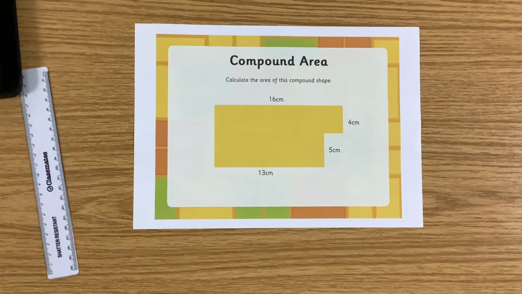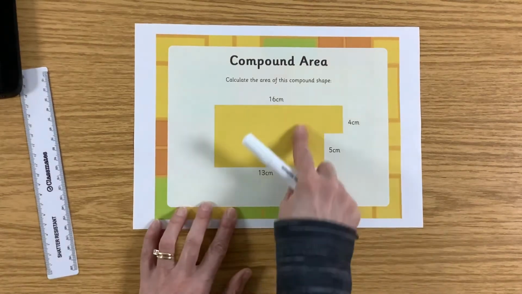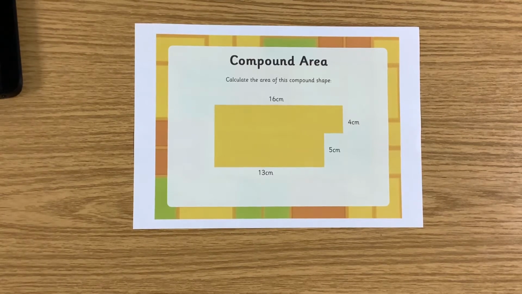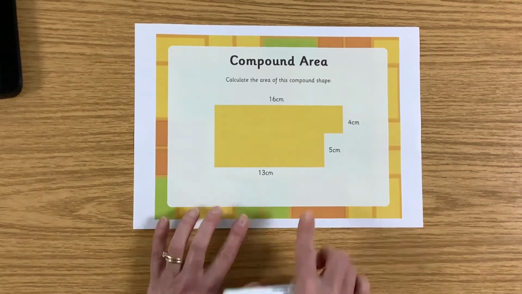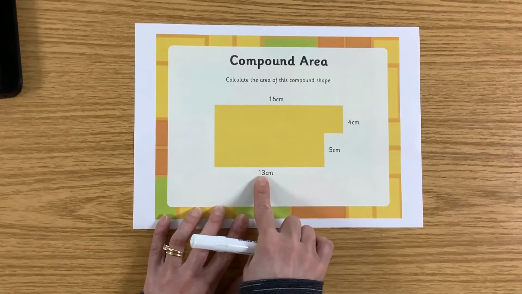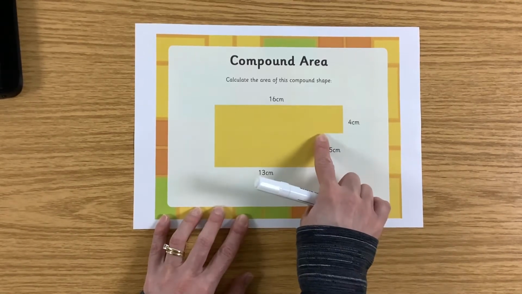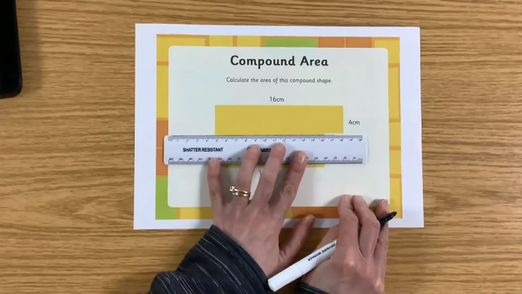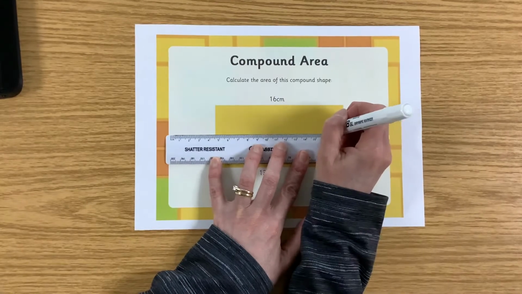Now, in the next shape, I'm not going to do my dividing line as being a vertical line going down. Sometimes it's going to be a horizontal line. And the only way to work out whether it's a horizontal line or a vertical line is to look very carefully at the measurements that you've been given. But in this one, I can see that there's a bottom rectangle that's 13 by 5, and then a top rectangle that's 4 by 16. So I'm going to divide this one horizontally.